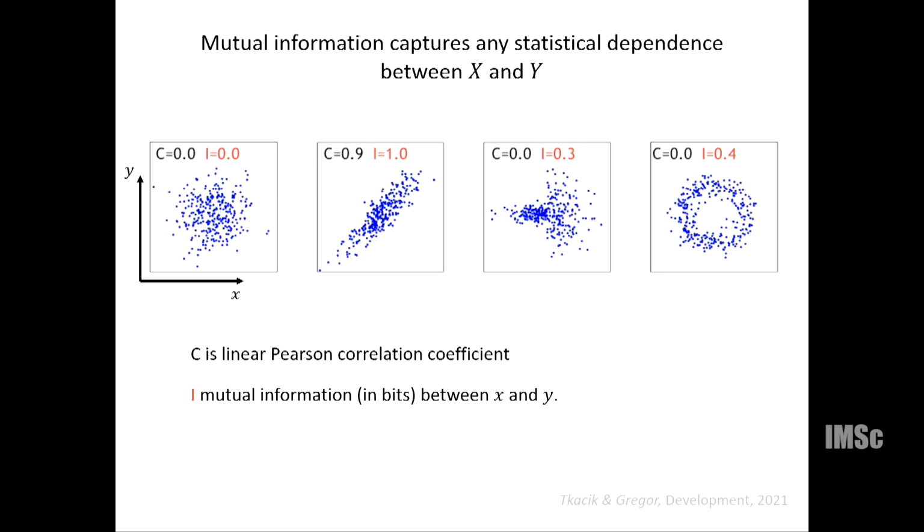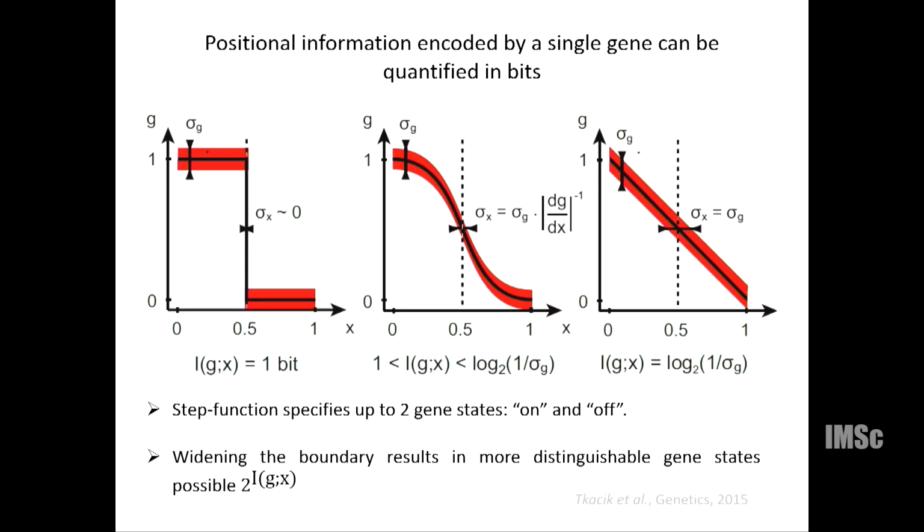But having said that, let's get back to position. So let's get back to mutual information, where you now would like to ask a question: how much positional information can be encoded by a single gene or some morphogen gradient, or gene expression?